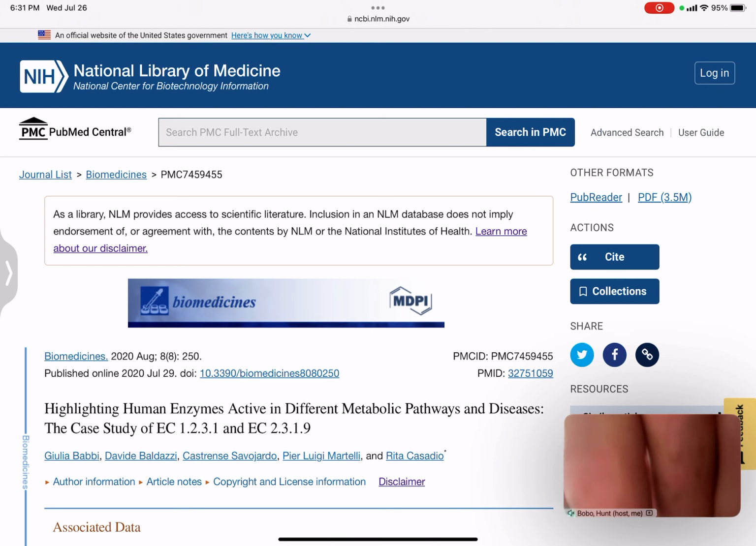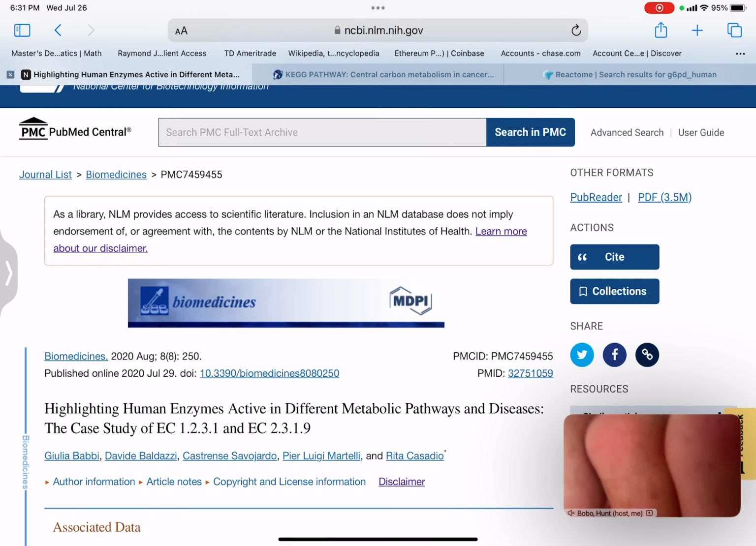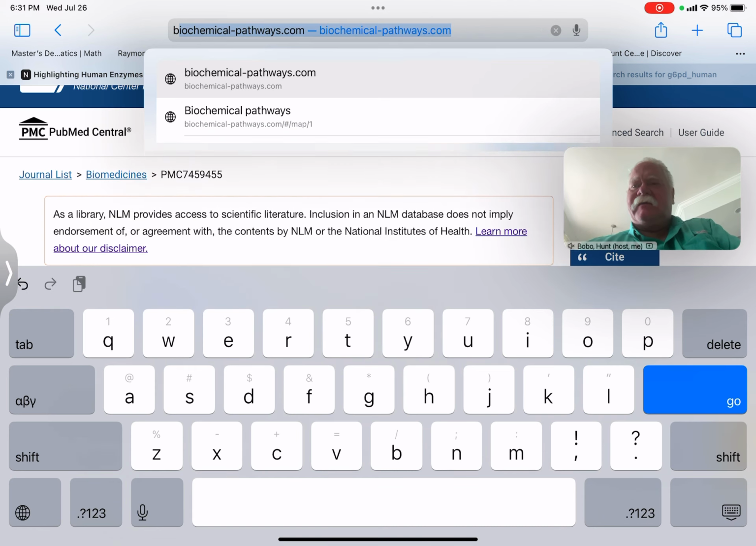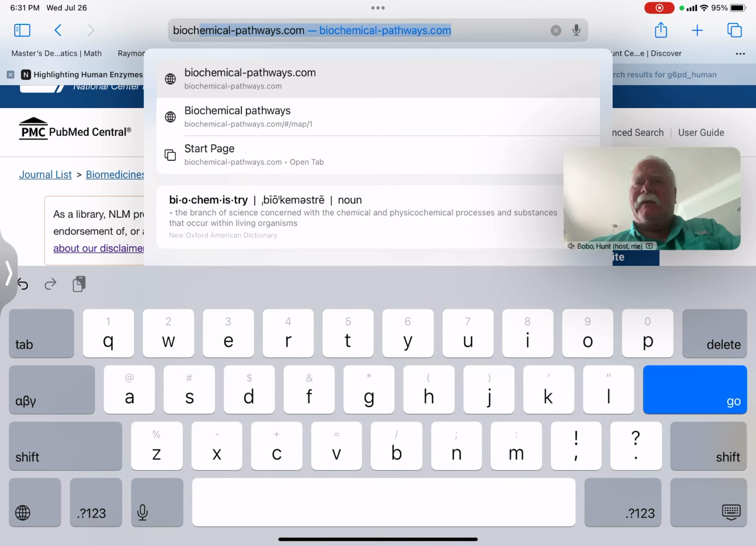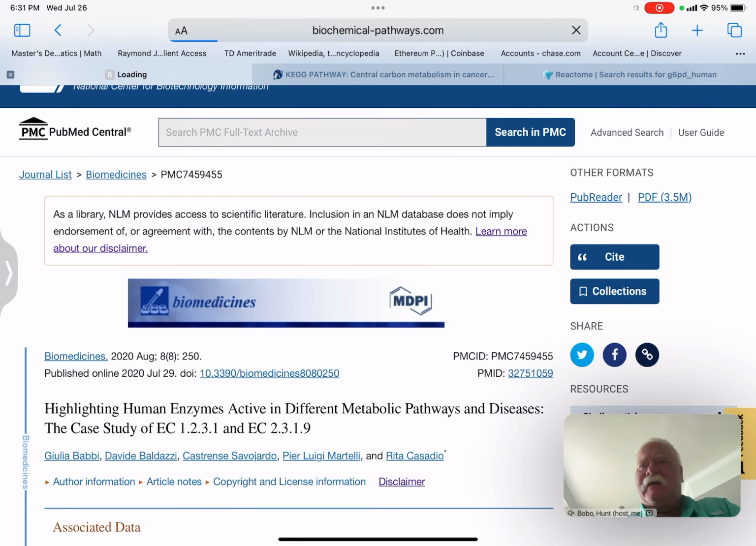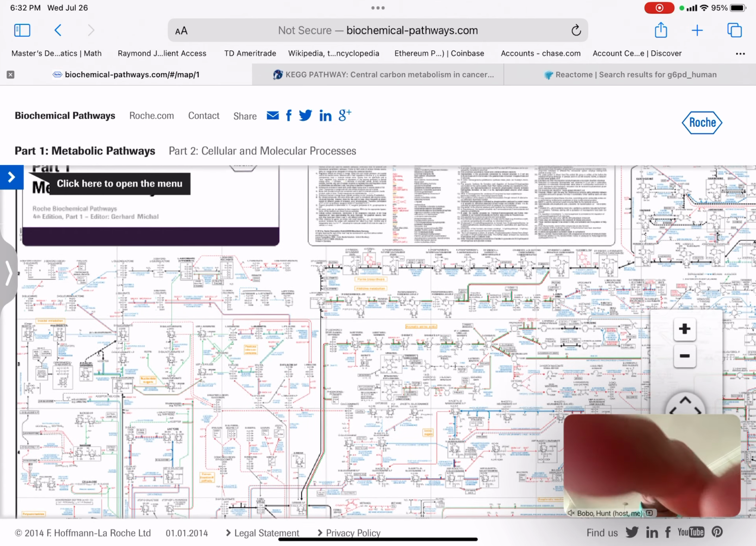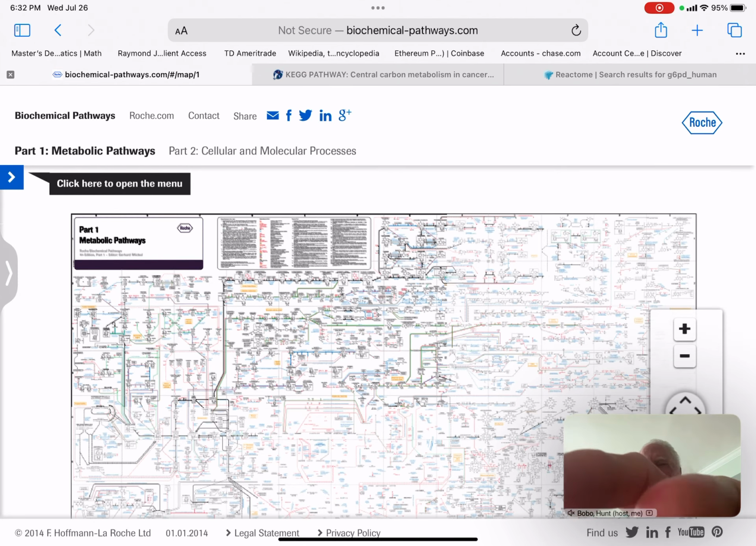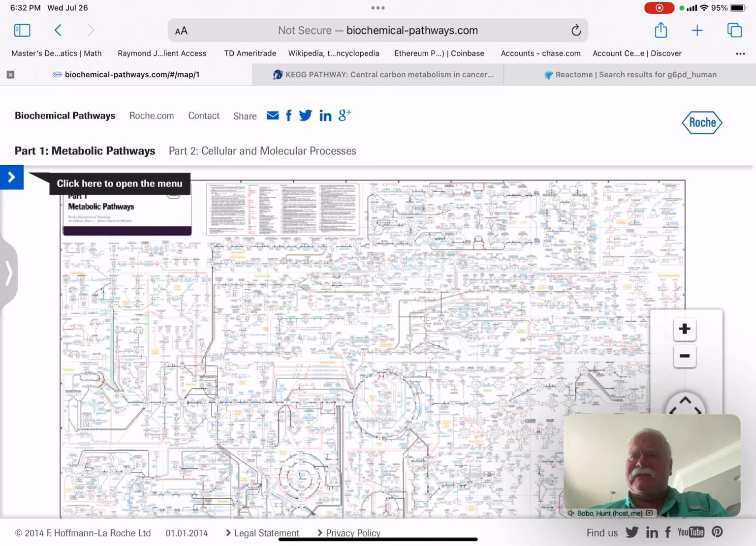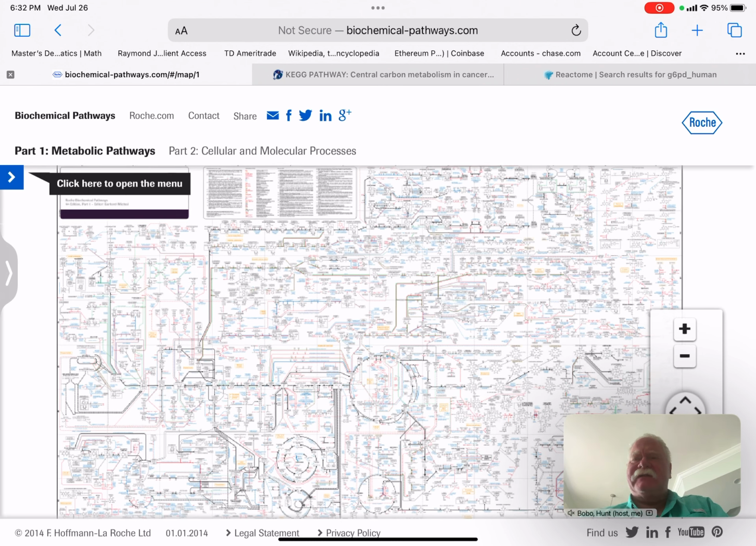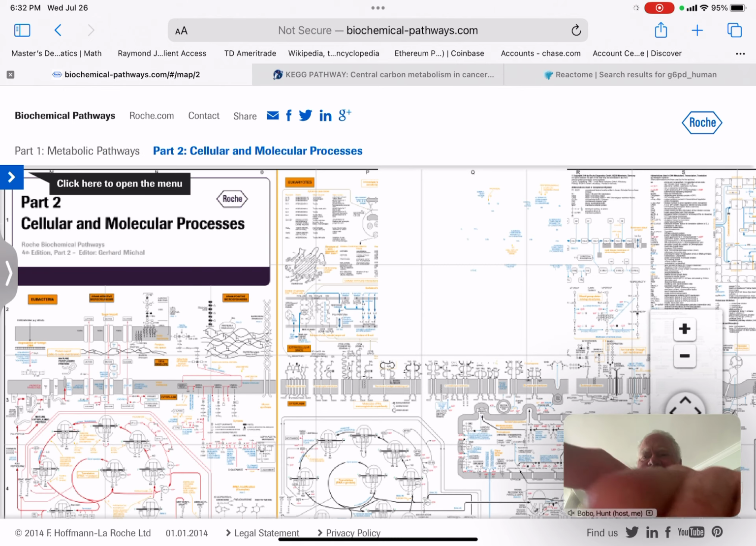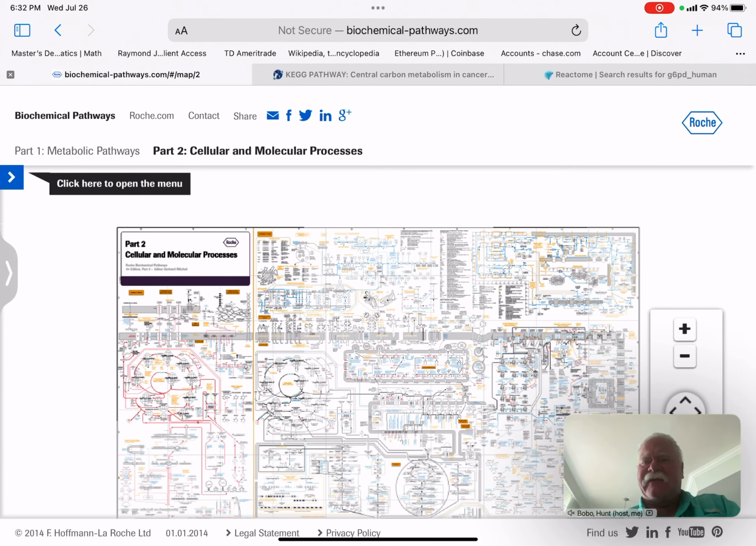My favorite to be done is the Roche biochemical pathway, Biochemicalpathways.com. I'll put a link down below in the additional material. But this is my favorite one. It's like a roadmap of the world or United States. It's got 2 big parts. It's not complete, but it does include bacteria, plants, and photosynthesis. These are the pathways, and these are the cellular structures that contain those pathways.